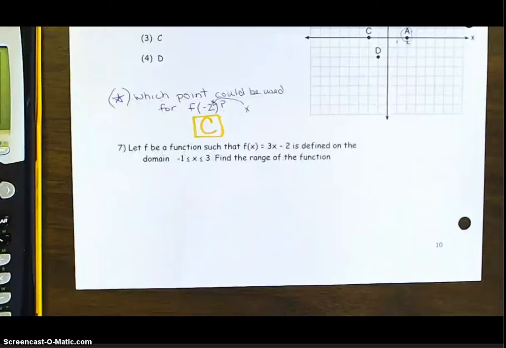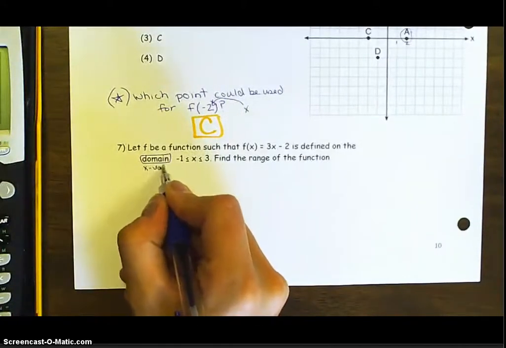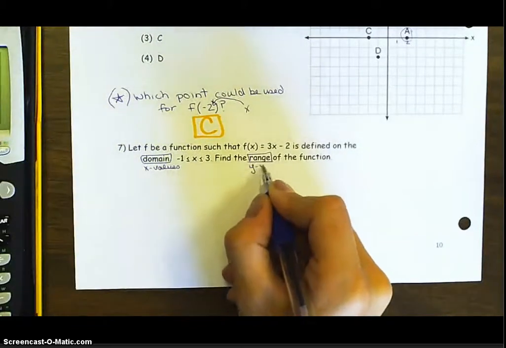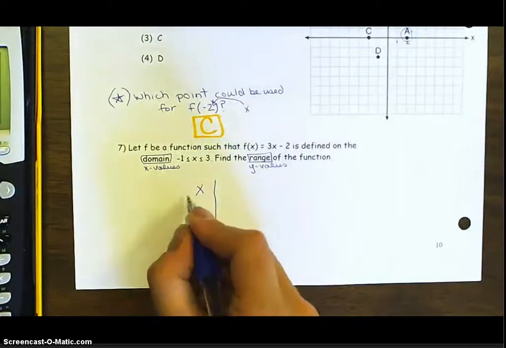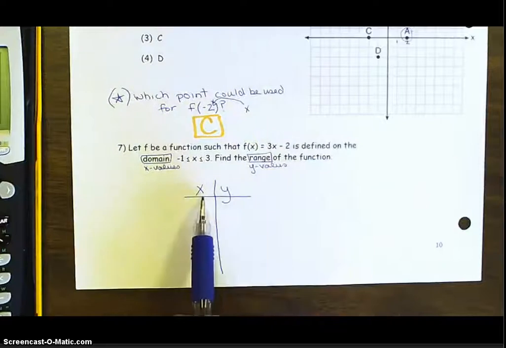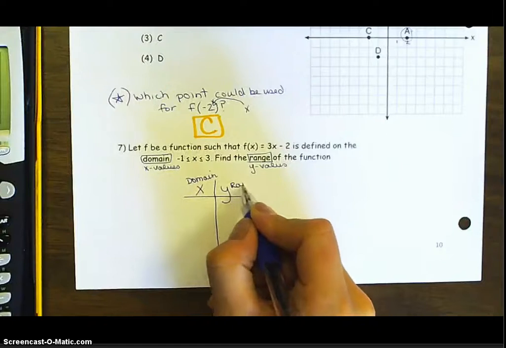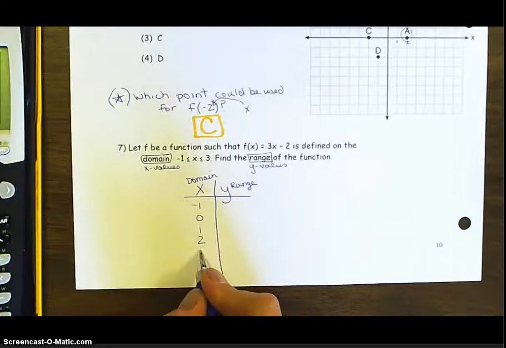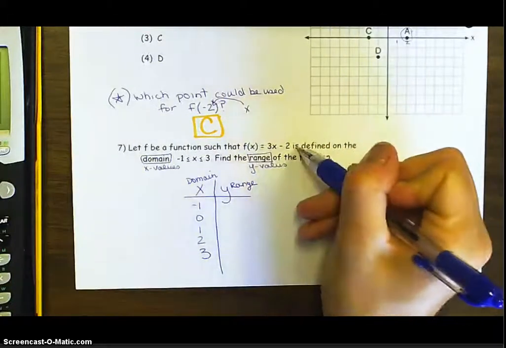Okay, so here we're using some of our vocabulary from the other day. So remember, domain are your x values, and we want to find the range, which is going to be our y values. So if we wanted to set up a table of values, we want our domain, which is our x's, and our range is our y's. So our domain is going to go from negative 1 all the way up to 3. And our range, well, that's what we have to find. So to find the range, we're going to use our function.